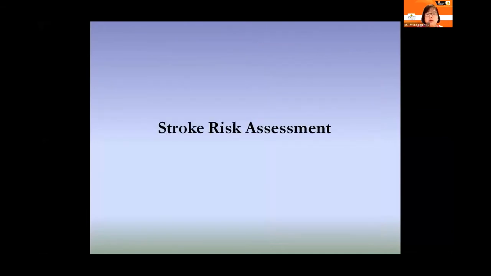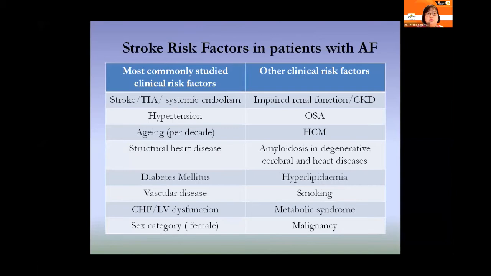So firstly, we should assess the stroke risk. Usually, there are so many stroke risk factors in patients with AF. The most commonly studied clinical risk factors are included in the CHA2DS2-VASc. The other clinical risk factors also include impaired renal function, obstructive sleep apnea, HOCM, hyperlipidemia, smoking, metabolic syndrome, and malignancy. But the most commonly studied clinical risk factors are included in the CHA2DS2-VASc.